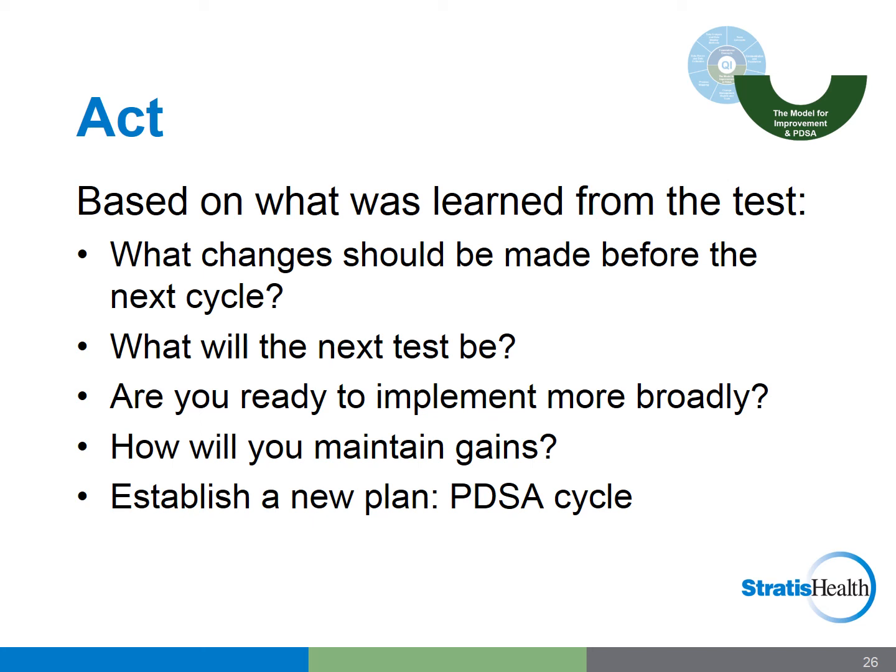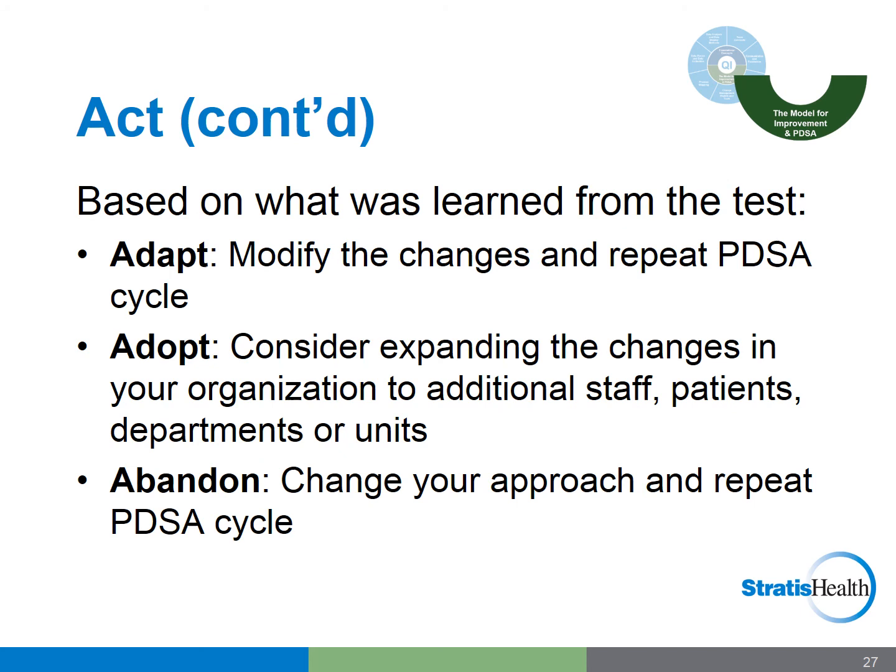As you work your way through these considerations and determine what the next action steps will be, once again, review your responses to the three key questions. What are we trying to accomplish? How will we know that change is an improvement? And what change can we make that will result in an improvement? Based on what you learned from your PDSA test, you'll categorize your actions as adapt, adopt, or abandon with regard to the changes and improvements you tested. Adapt. Modify the changes and repeat the PDSA cycle. Adopt. Consider expanding the changes to additional staff, patients, departments, or units. Abandon. Change your approach entirely and repeat the PDSA cycle in a different manner.